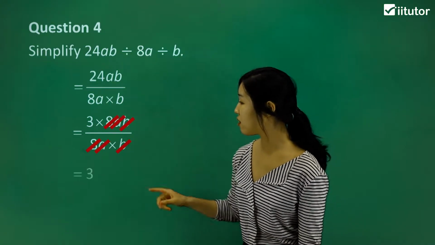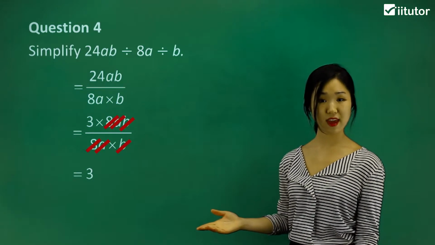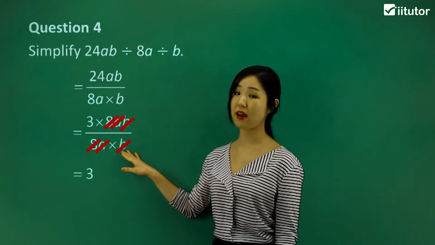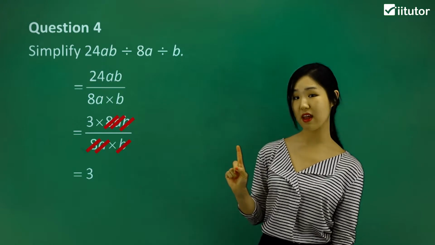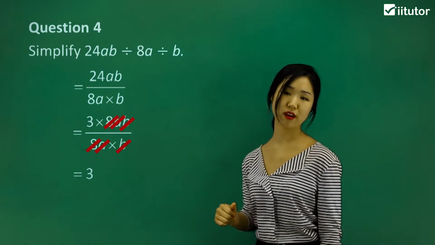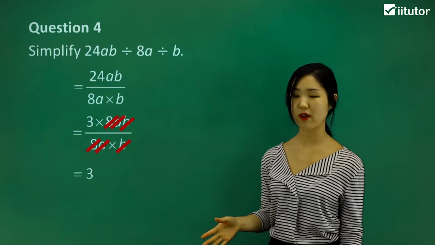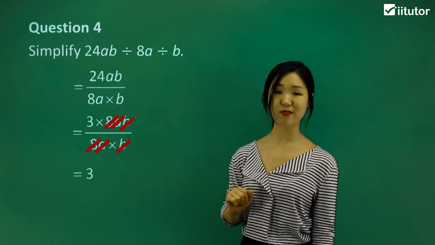We're just left with 3 on the numerator. That's just the answer. There's nothing left on the denominator. Not nothing, there's actually 1 left on the denominator, but 3 over 1 is just 3, isn't it? So we don't bother writing 1 on the denominator. So the answer is simply just 3.